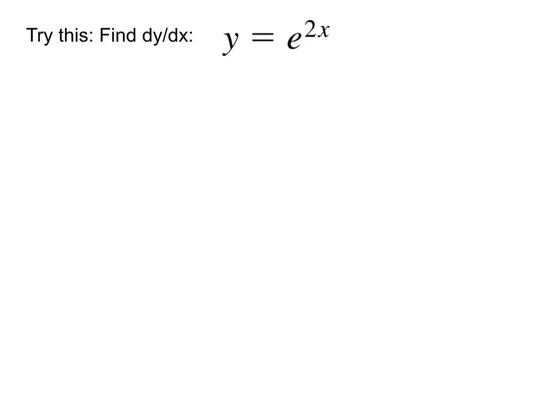So give this a shot. If we know that the derivative of e to the x is e to the x, what would the derivative of e to the 2x be? Hit pause.